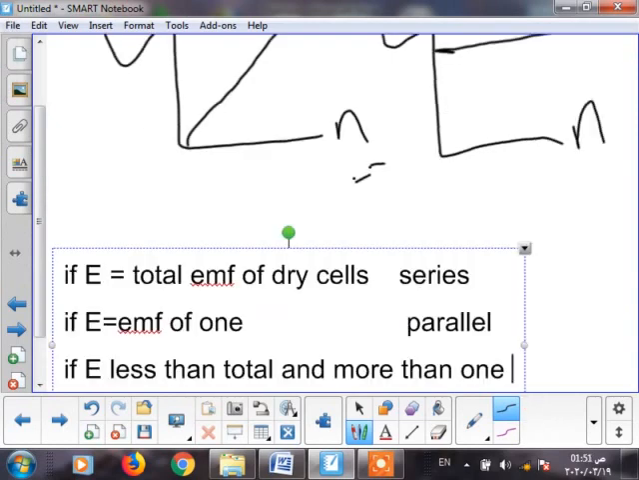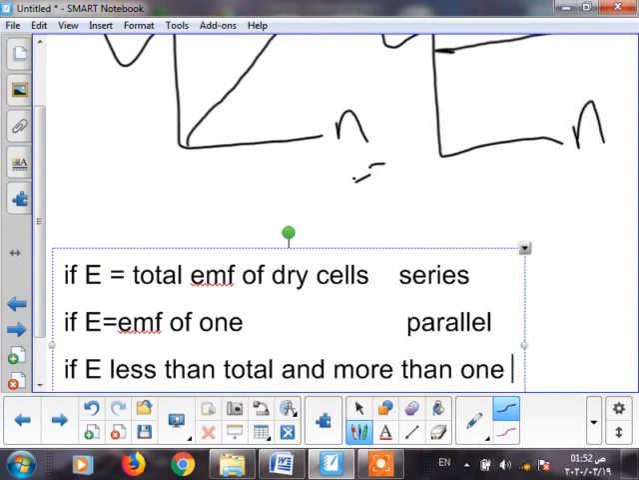How can we solve the problems about dry cells? If the electromotive force of the battery equals the total EMF of the dry cells, we must connect them in series. If the EMF of the battery equals the EMF of one of the dry cells, we must connect them in parallel. If the total EMF is less than the total and more than one of the dry cells, some of them are connected in series and the others in parallel.